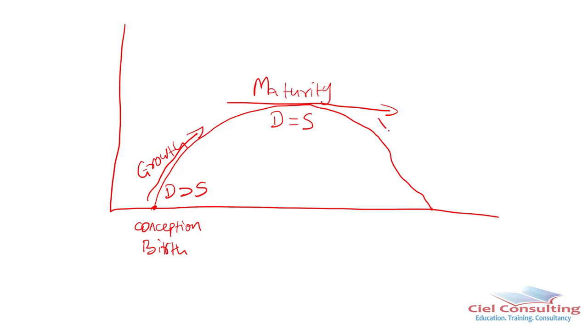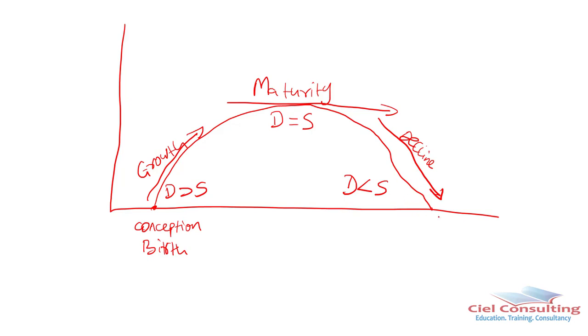Now, don't forget that at the end of the maturity stage, you may have a situation where demand begins to fall. So if the demand is now less than the supply, then we say that the product is in its decline stage.